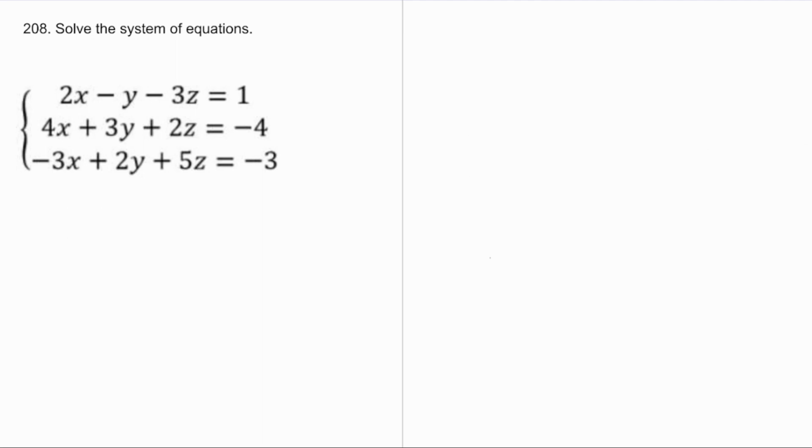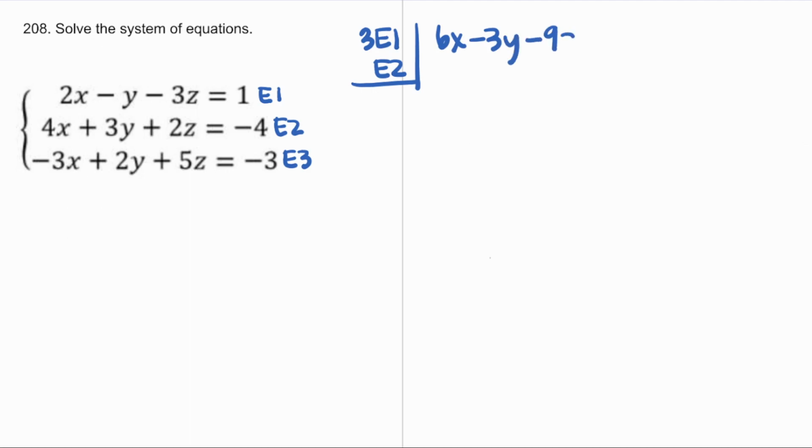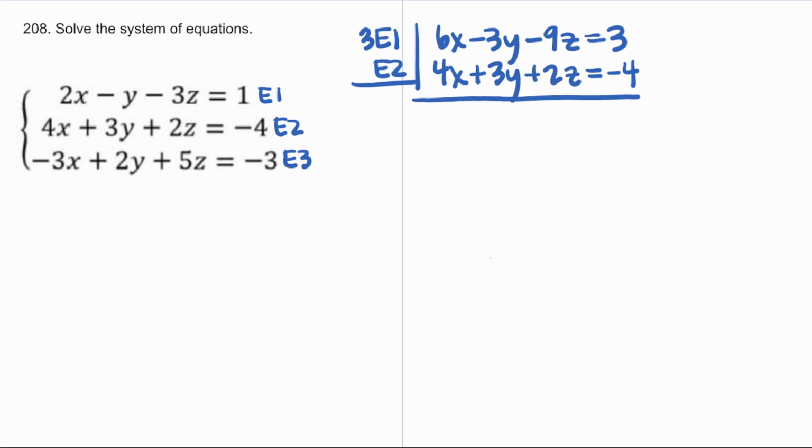So first of all, I'm going to get a thicker pen. Hopefully this isn't too thick. I'm just going to describe these as equation 1, equation 2, and equation 3. I'm going to take 3 of equation 1, and add that to equation 2 to eliminate y. So 3 of equation 1 would be 6x minus 3y minus 9z equals 3, and then plus 1 of equation 2 would be 4x plus 3y plus 2z equals negative 4. Okay, add those together to eliminate y.